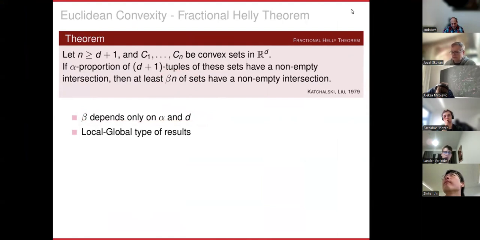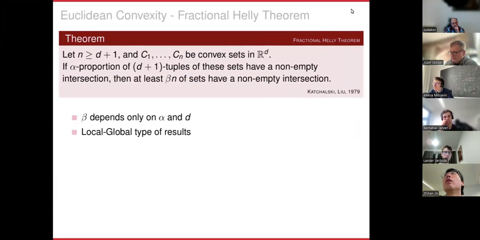Again, it's a local-global type of result. The theorem is due to Katchalski and Liu, and it's now nearly 50 years old. But it's again a very nice kind of result. So the moral of the story is, if an alpha proportion of d plus 1 tuples have non-empty intersection, then at least beta n sets have a non-empty intersection. And if alpha is equal to 1, then beta is equal to 1 as well. All right.